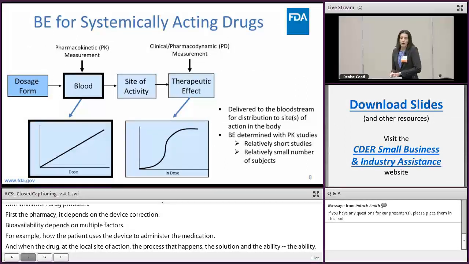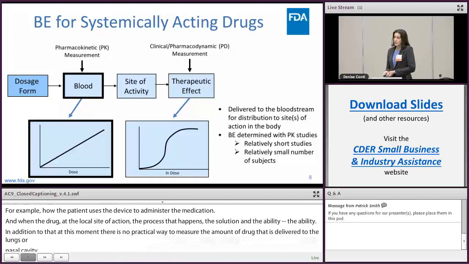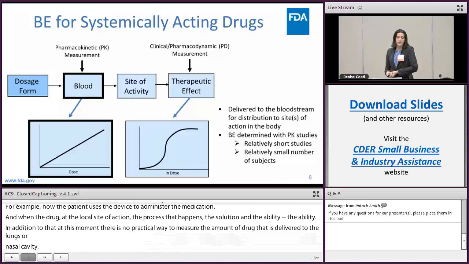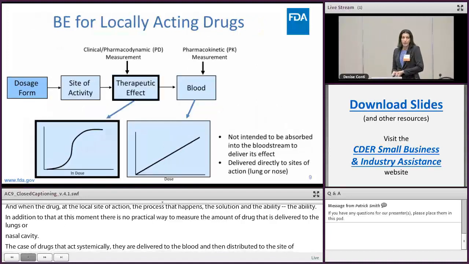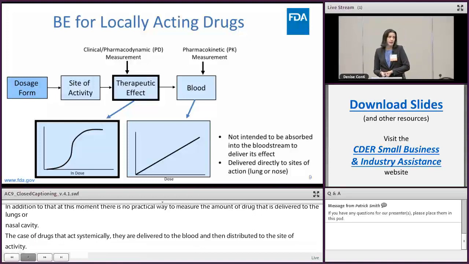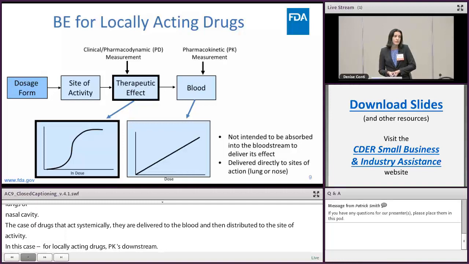In the case of drugs that act systemically, they are delivered to the blood and then distributed to the sites of action in the body. In this case, bioequivalence can be determined with typical PK studies. For locally acting drugs, PK is downstream to the therapeutic effect. So in this case, a typical PK study may not be sufficient to establish bioequivalence.